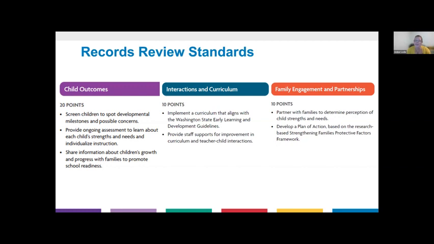So it includes the areas of child outcomes, which are comprised of screening, ongoing assessment, and individualization standards. The second one is interactions and curriculum. That includes curriculum, instructional leadership, and preventing suspension and expulsion. And the last one there in red is family engagement and partnerships, and that includes strengthening and supporting families and transition standards.